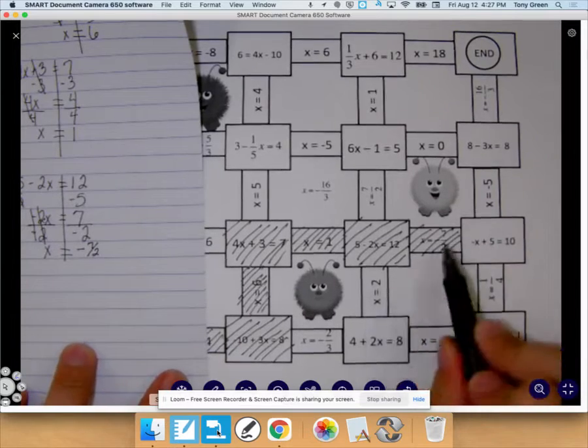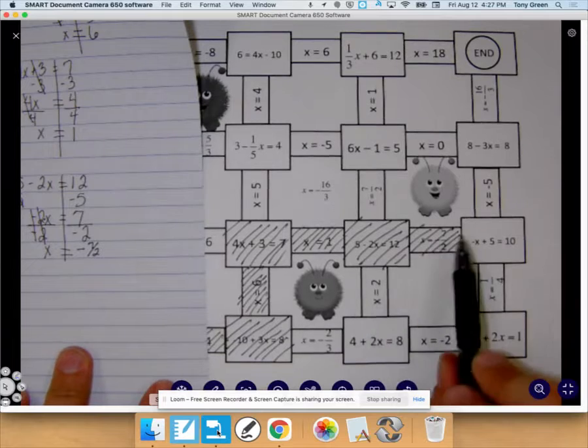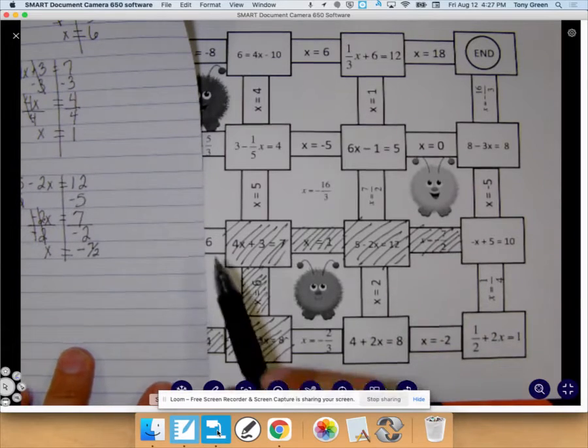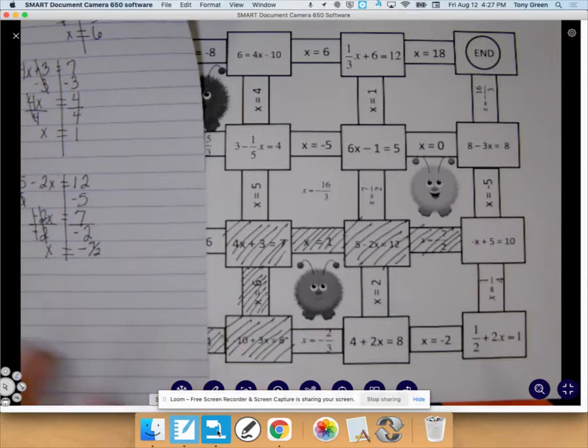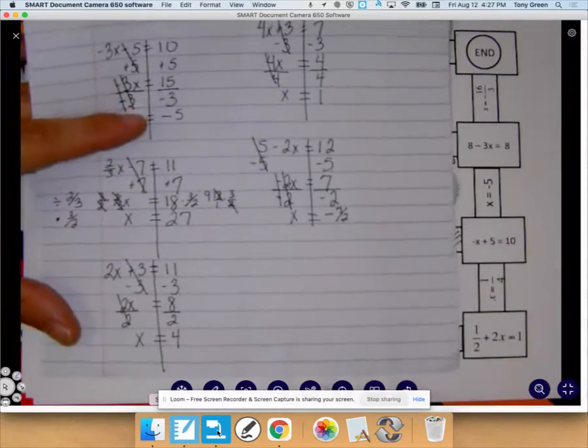Now, if I didn't get either answer, I want to go back and redo it. It's not which answer is closest to what we got. You have to get the exact right answer. All right, next one. -x plus 5 equals 10.